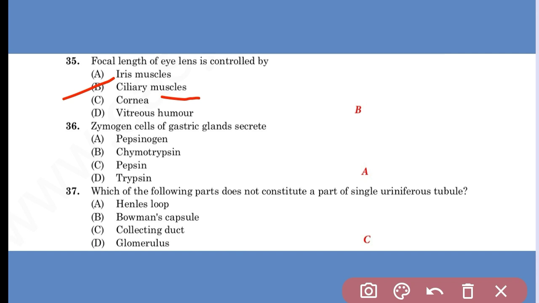Vitreous humor. Vitreous humor is a clear gel that fills the space between the lens and the retina of the eyeball. So option B is the answer to this.